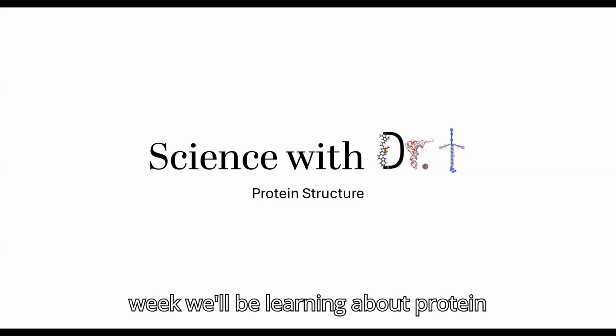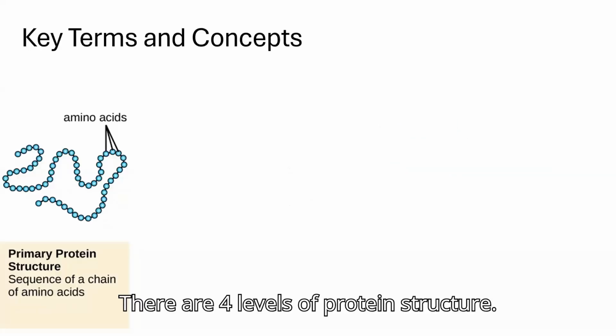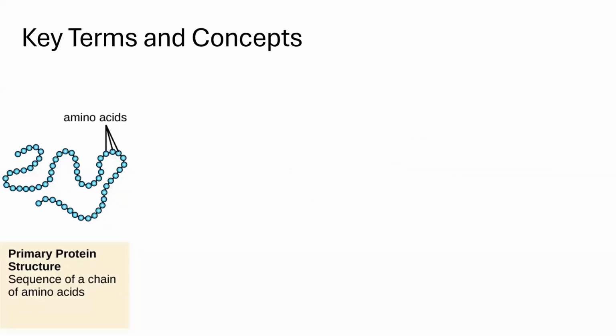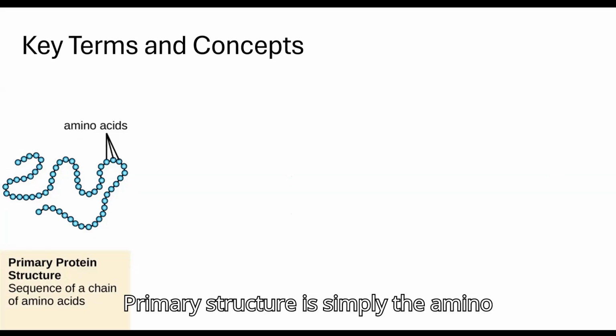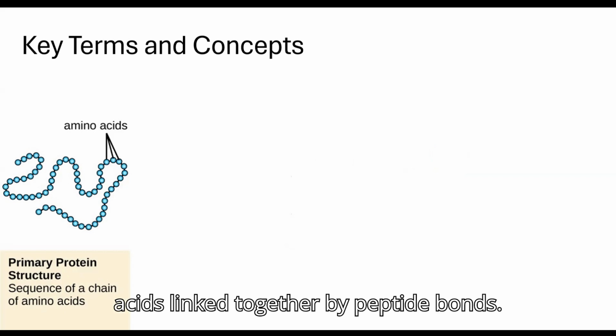This week, we'll be learning about protein structure. There are four levels of protein structure. Primary structure is simply the amino acid chain, the order of the amino acids linked together by peptide bonds.